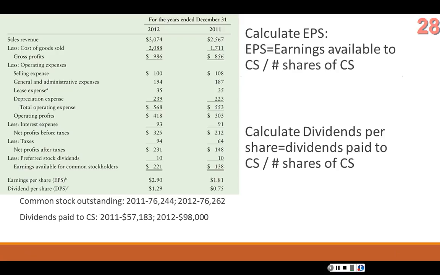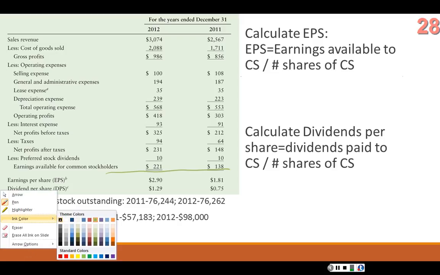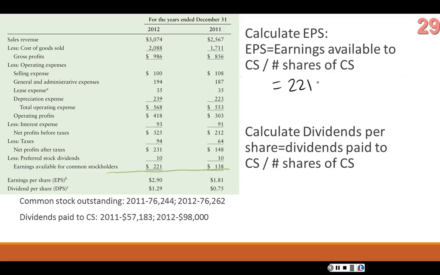So here's an example of an income statement, which is posted on Canvas, so you can print this out via your PowerPoint slides. But earnings per share is equal to the earnings available to common shareholders, right here at the bottom of the page. It's in black ink. So that's equal to 221,000. And we divide that by the number of shares of common stock outstanding. And we see in 2012 that was 76,262. To give you earnings per share of $2.90. We could also calculate dividends per share. Dividends paid to common shareholders over the number of shares of common stock.